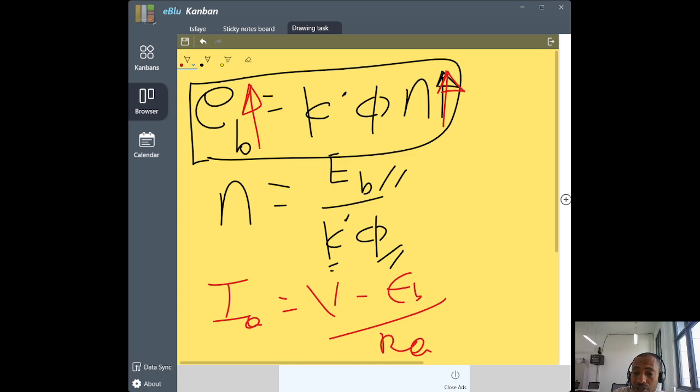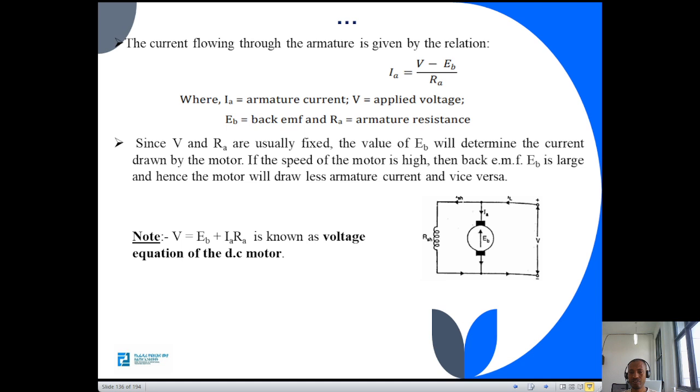Now if EB increases, it means current will increase, armature current will increase. Armature current increase means the motor will draw high currents, and vice versa. It depends on the armature current. So the back EMF is large, and hence the motor will draw less current.